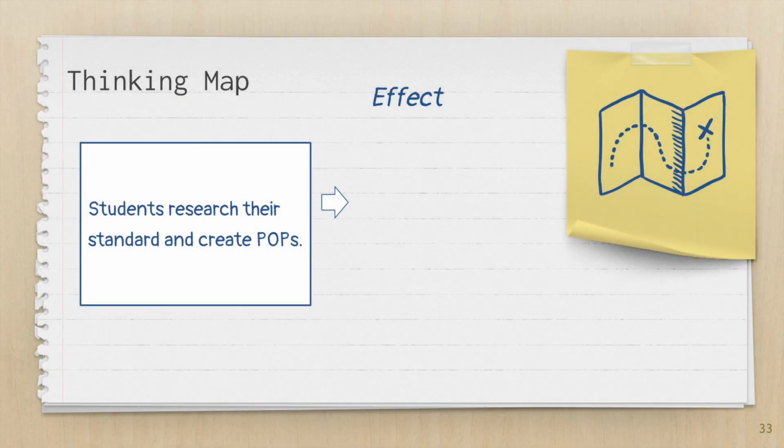We've come to our final reflection. Please pause this video to complete the partial multi-flow map. The event is, students research their standard and create pops. What would the effects be?